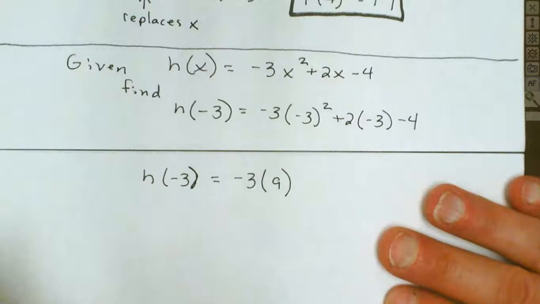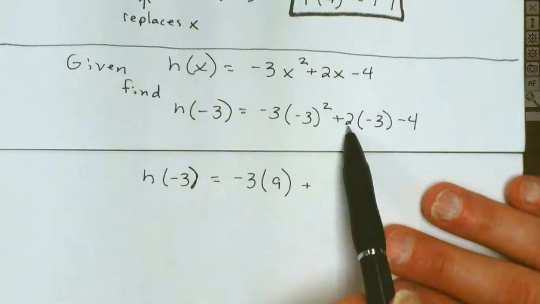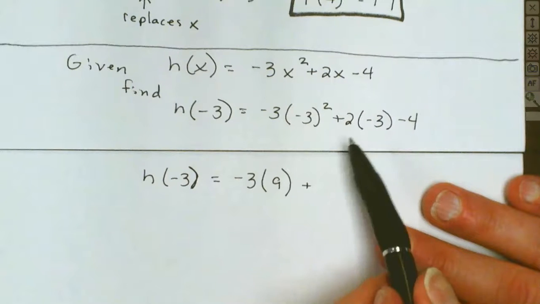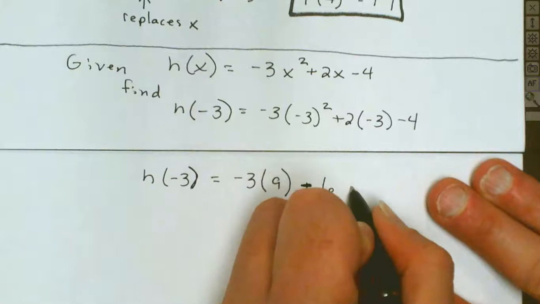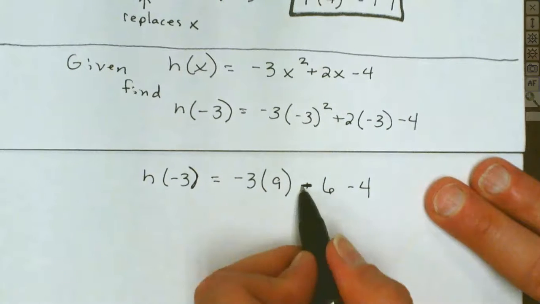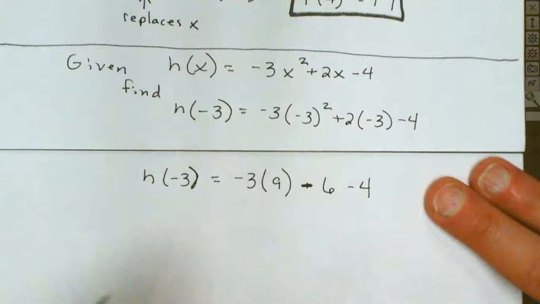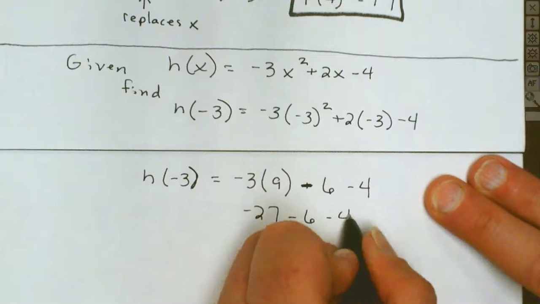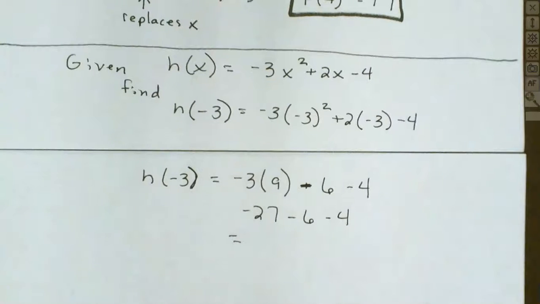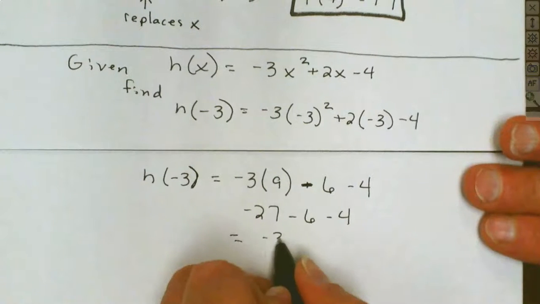So that comes down. And we can go ahead and multiply here as well. 2 times a negative 3 would make that a negative 6 and a minus 4. Negative 3 times 9 is a negative 27. And we've got a minus 6 and a minus 4. When I combine all of those together, it looks like I've got a minus 37, I believe. It's 27, 6, and 4. All of them are negative, so it would be a negative 37.